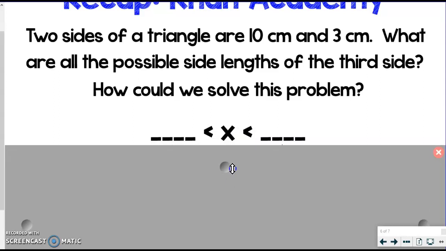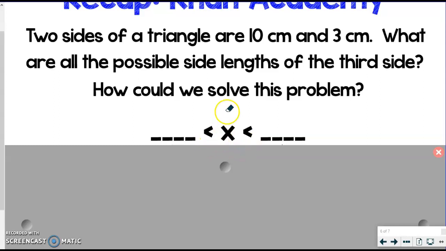So before I move on to this part, I want to show you what this all means. We're going to come up with our range for what those side lengths could be. There's going to be a smallest number, which is going to go here, and then a biggest possibility here. So we're looking for our range. This is saying X, that third side, has to be between these two numbers. We're just using our greater than or less than symbols here.